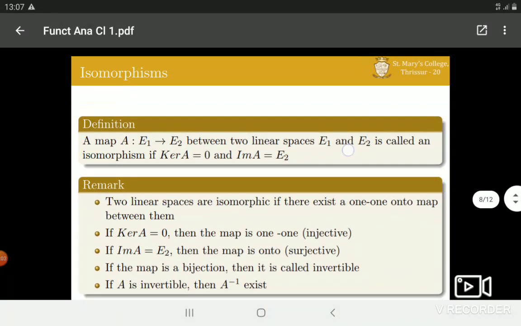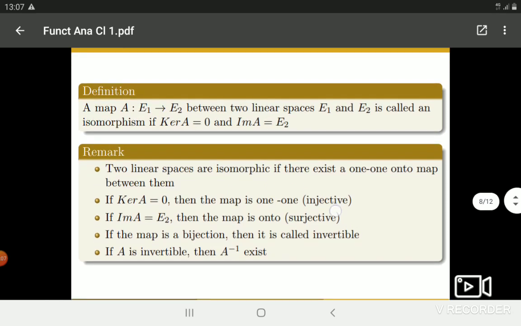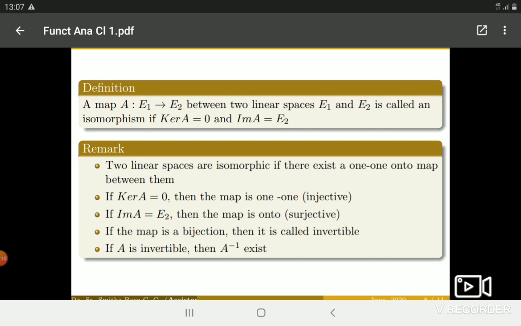So moving on to isomorphisms. A map A from E1 to E2 between two linear spaces E1 and E2 is called an isomorphism if kernel A is equal to 0 and image A is equal to E2. And kernel A is equal to the set {0}, actually. So we already know that isomorphism, if it is 1-1 and onto, 1-1 means the null space will have only 0, onto means the range will be equal to the codomain.